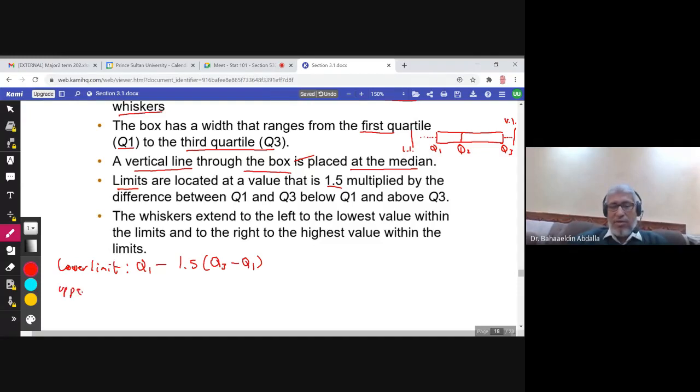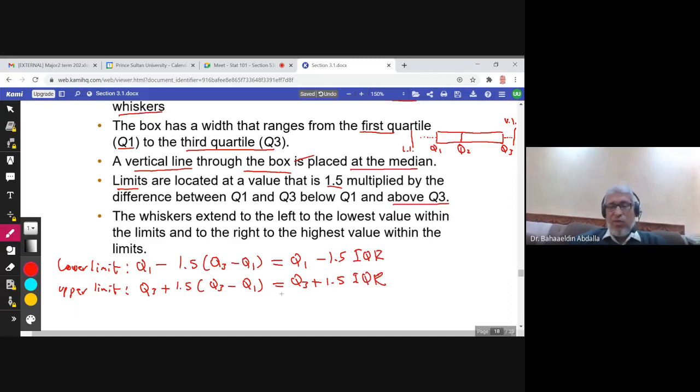So this is the lower limit. The upper limit is to the right of Q3, so above Q3. So you add Q3 plus the same amount, 1.5 times Q3 minus Q1. Q3 minus Q1 is called the interquartile range, denoted by IQR. So you can say that the upper limit is Q3 plus 1.5 times IQR, the interquartile range. What is the interquartile range? It is Q3 minus Q1.